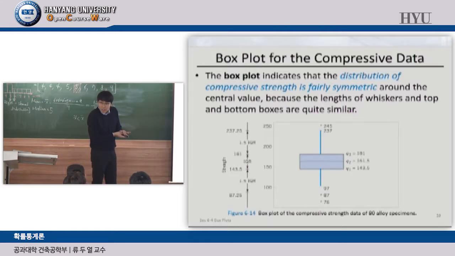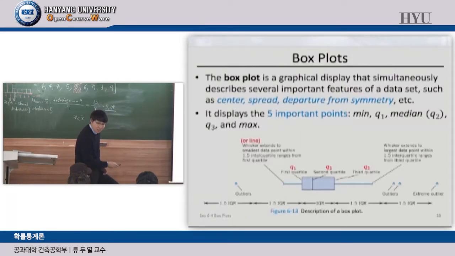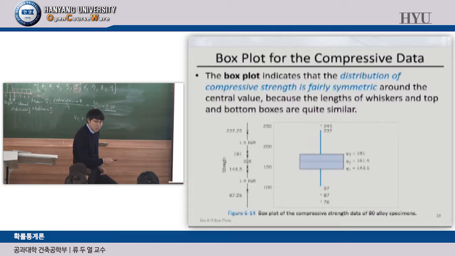Dependent on the data points you obtained, the width of these two boxes can change. Based on the previous box plot, as you can see here, the width of these two boxes are different. But in this case, the width of these two boxes are quite similar, and the length of the whiskers here are quite similar as well. This means that the compressive strength data of the 80 alloy specimens are well distributed.